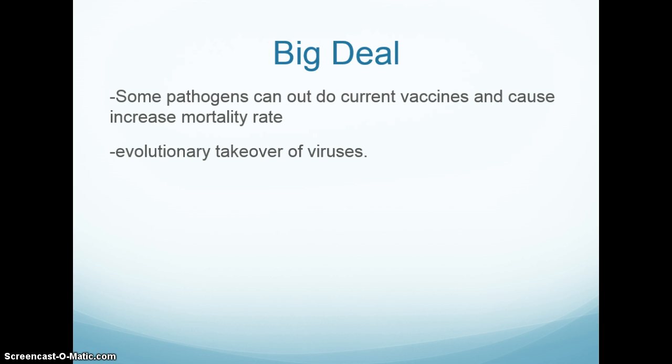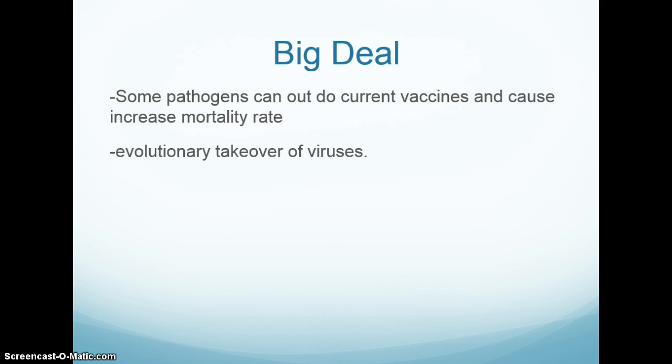This is a pretty big deal because some pathogens can outdo current vaccines and cause an increased mortality rate, and this leads to an evolutionary takeover of viruses. As viruses evolve, our immune system evolves, but there are so many factors, including climate change, which is caused by pollutants and greenhouse gases, that take away from our immune system, while not having too much of a negative effect on viruses. Because temperature rise in viruses includes higher multiplication rates and higher reproductive rates, which is what a virus lives off of, they're able to reproduce and multiply faster than our immune system.